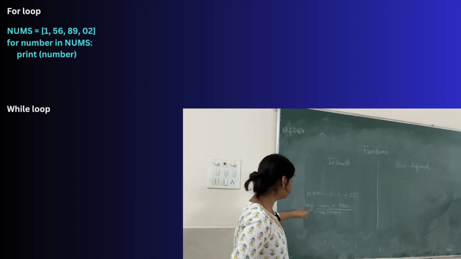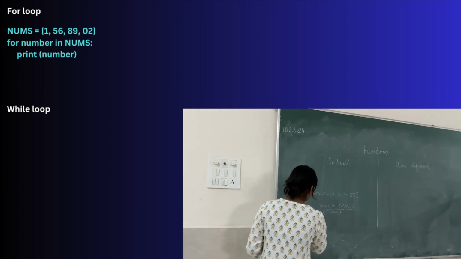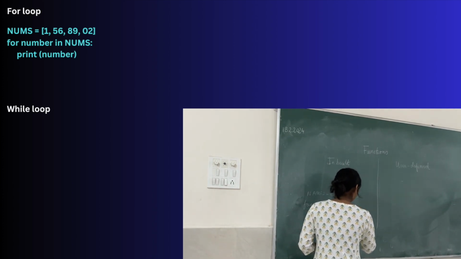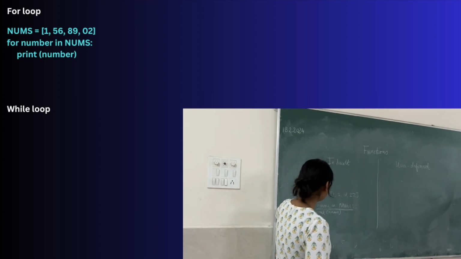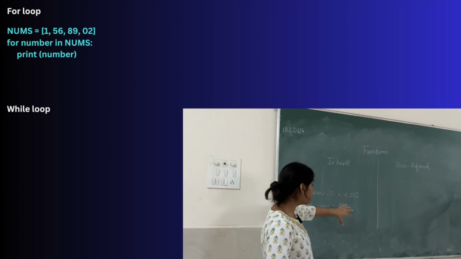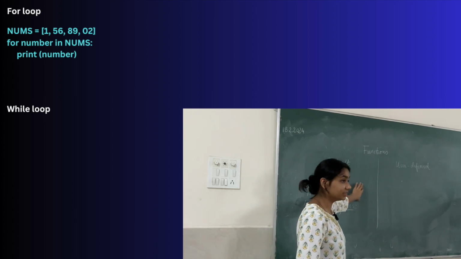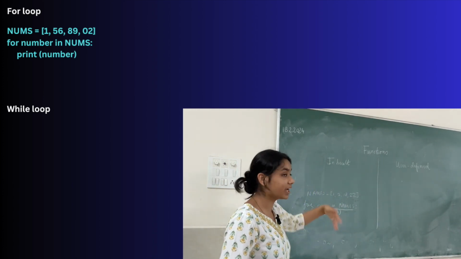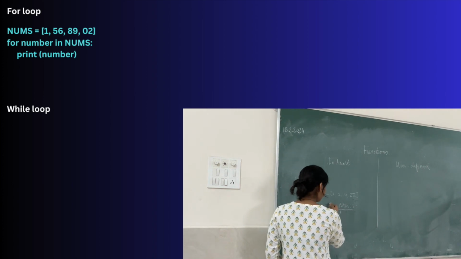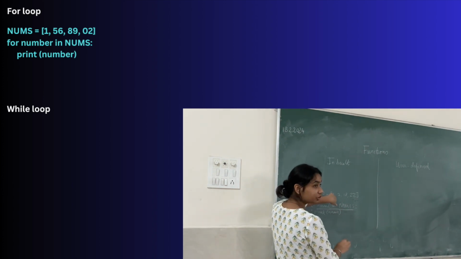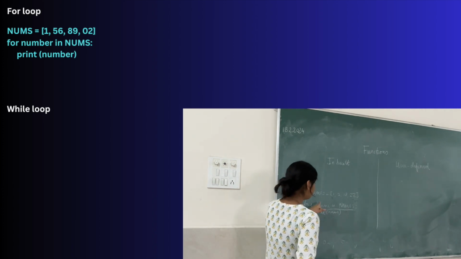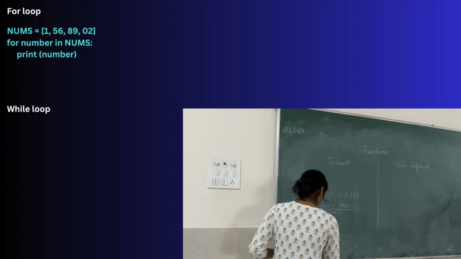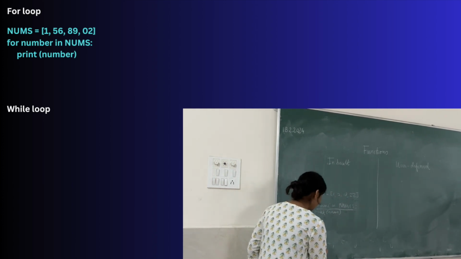So you write: for name in names, then a colon, and then you print the name. This will print as many times as there are elements in the list. First, because this is name in names, it goes to the first element, which is 1. We print name, we get 1. Then it goes to the second element, which is 2, so we get 2. Then the third, which is 18, so we get 18, and then we get 22.